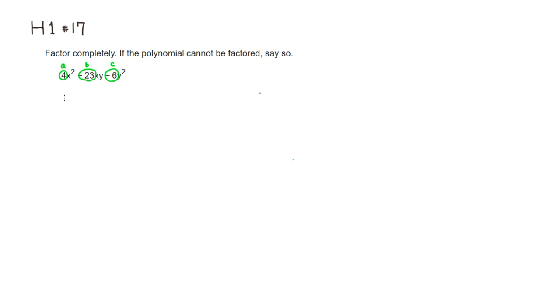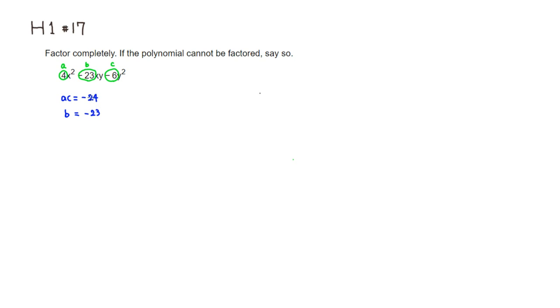So you have AC. A times C is 4 times negative 6, so it's going to be negative 24. Then B, we just said, is negative 23.